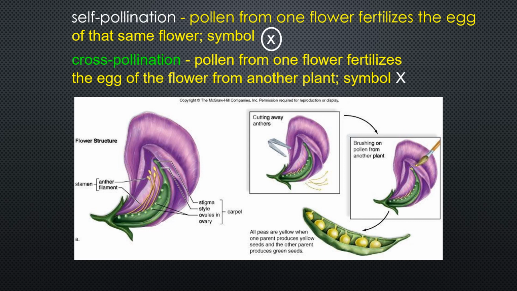So when we're talking about flowering plants, there are some interesting phenomena. So unlike animals, plants can self-pollinate. So in other words, pollen from one flower fertilizes the egg in that same flower, and it's perfectly healthy. And so we denote that by this symbol here with an X that has a circle around it. When pollen from one flower fertilizes the egg from another flower, that's called cross-pollination, and we denote that simply with an X.